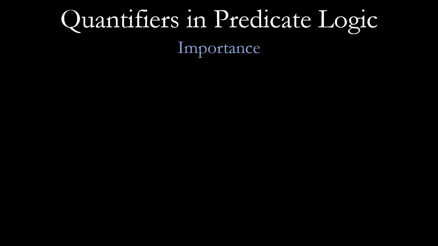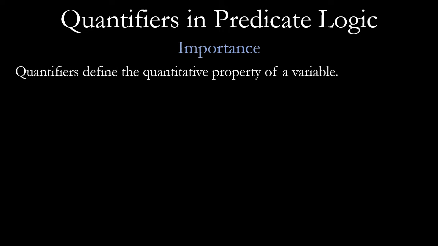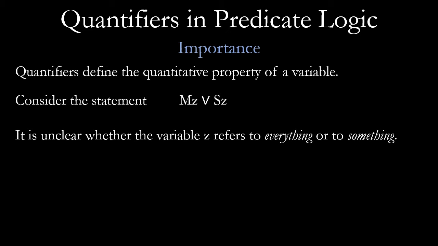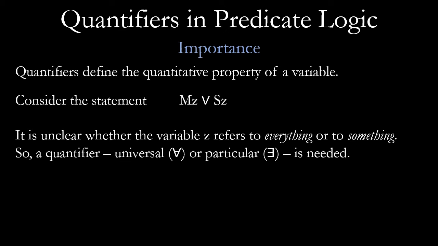All right, so the importance of quantifiers in predicate logic. They are valuable because they define the quantitative property of a variable. And this is needed because if we think of the statement Mz or Sz, right? So z is moving, or z is stationary. Well, it's unclear whether z refers to everything or something, right? So it's a variable, meaning that there's a lot that we could plug into it. So are we referring to everything or just something? So the quantifier, universal or particular quantifier, is needed.